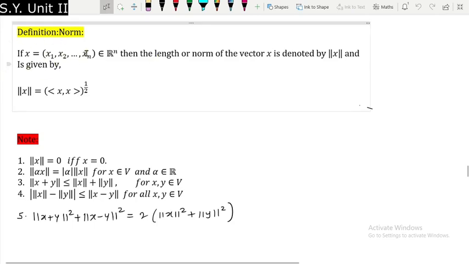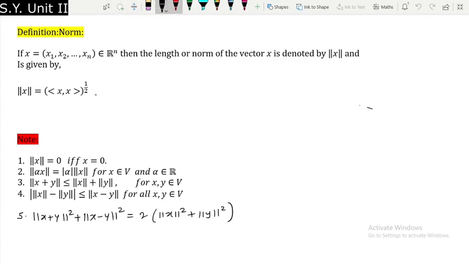So if x is an element of R raised to n, or actually any vector space V, then the length or norm of the vector x is denoted by norm of x, and it is given by the inner product of x with x raised to half. So whenever you are having a dot product, what will be your norm of x?